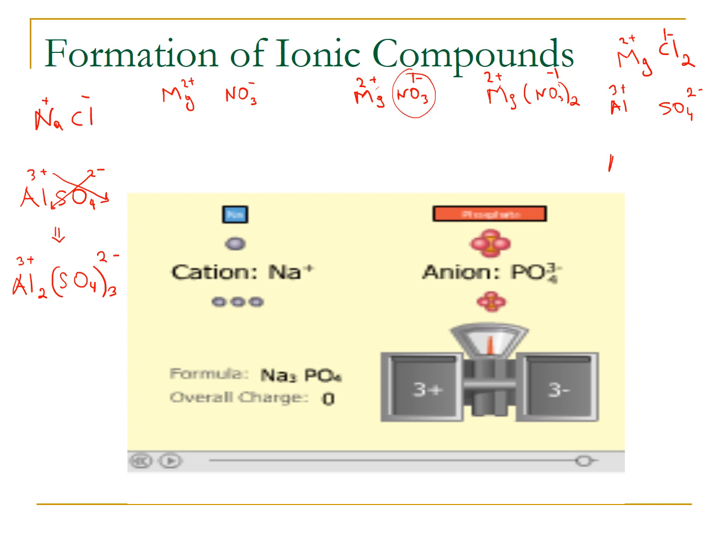And why is it? Because look at it this way. So it's 3 plus, this is 2 minus. 2 aluminums, each 3 plus, that's +6. 3 sulfate ions, each -2, that's -6. So together, these two make a 0. And this is what is necessary to write the correct chemical formula. Remember, the objective is to make it overall 0 at the end.